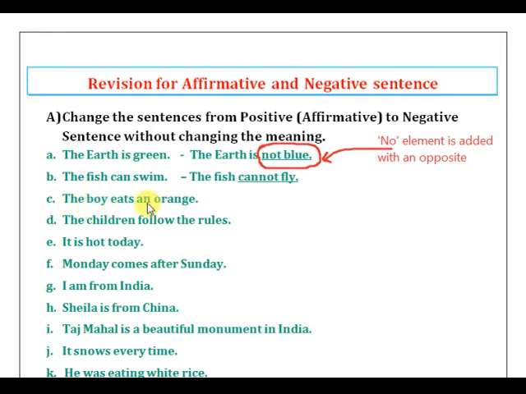The boy eats an orange. Would the students want to give it a try? Of course you would. I give you 10 seconds to find your answer.